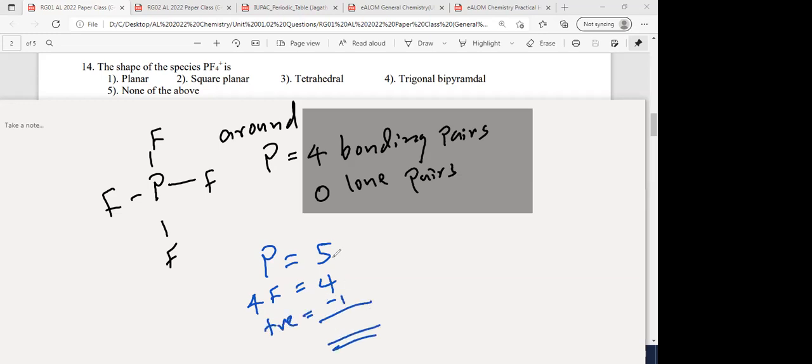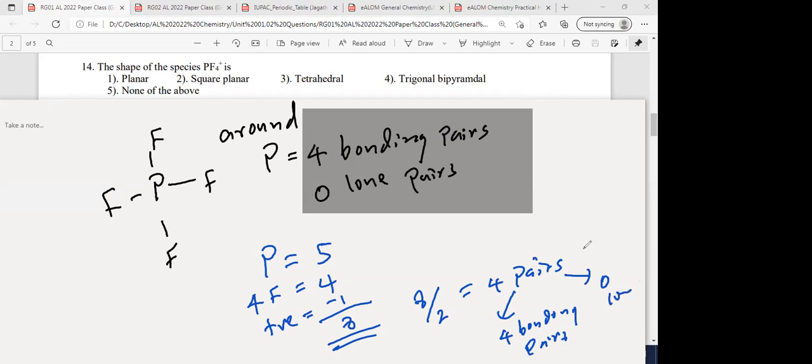Then what is the total number of electrons here? 8. So 8 divided by 2, how many pairs do you get? 4 pairs. Out of the 4 pairs, all 4 are bonding pairs. Four bonding pairs, and then nothing left as lone pairs. 0 lone pairs. Understood?